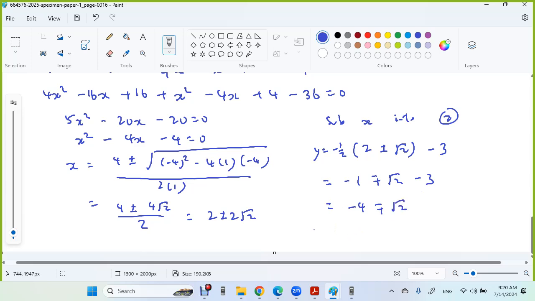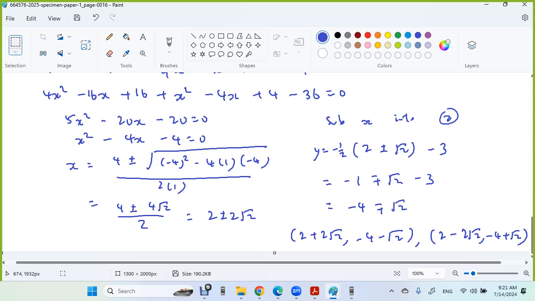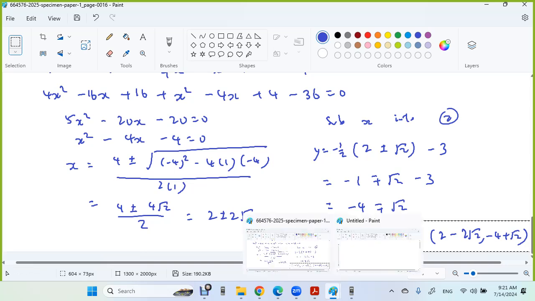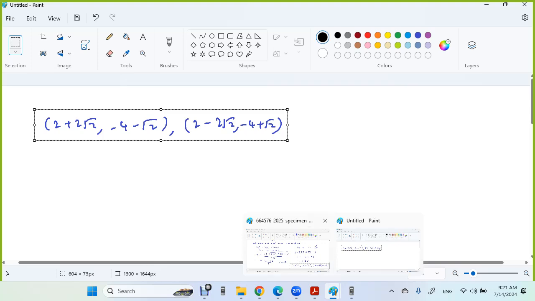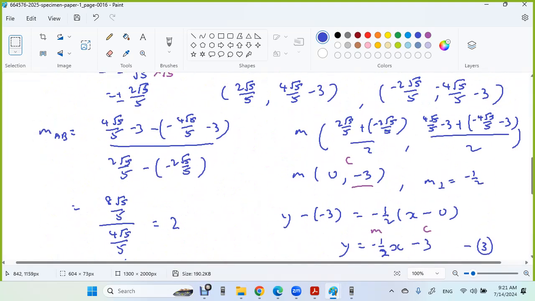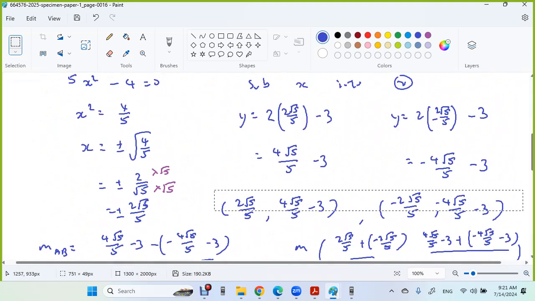Okay, so the coordinate will be 2 plus 2 square root 2, negative 4 minus square root 2. And the other one will be 2 minus 2 square root 2, and then negative 4 plus square root 2. Okay, so we have these 4 points as A, B, C, D, and AB is this.